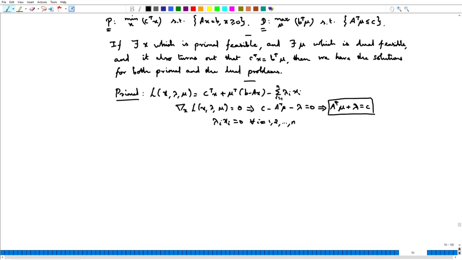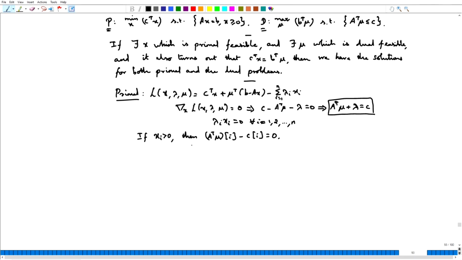So, we will actually have A transpose mu equal to c. If x_i is positive, then lambda_i is 0. And if lambda_i is 0, then (A transpose mu)_i minus c_i equal to 0.